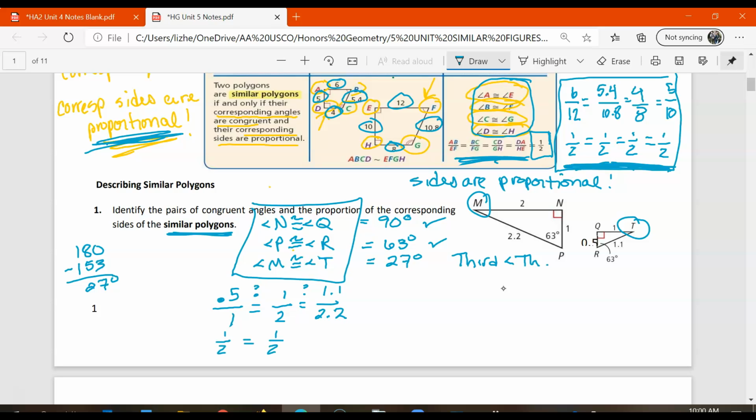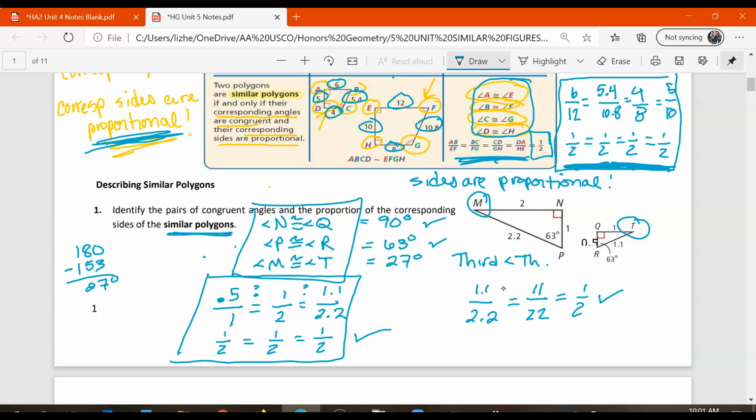And these two, let me just show you a little math here. If I have 2.2 over 1.1, I can move that decimal one time on top and bottom. Basically, I multiplied by 10. And now that reduces to 1/2. So these are the two things you have to prove in order to have similar shapes. Corresponding angles equal, corresponding sides all are proportional.